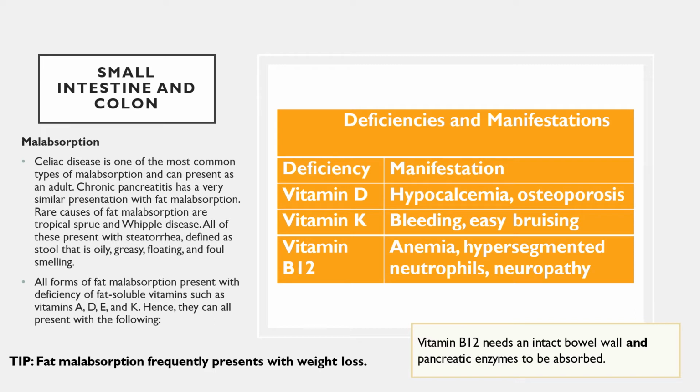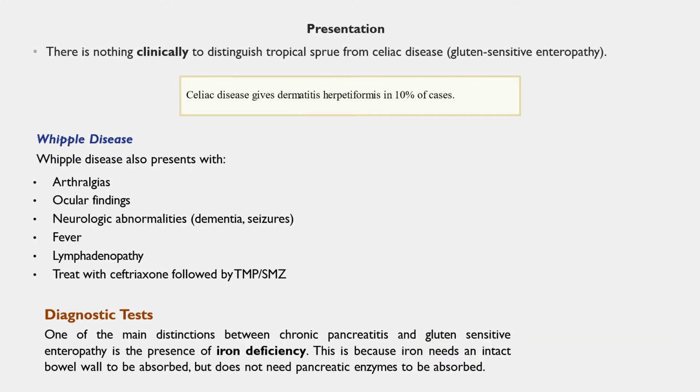Let's go to the next slide. This slide, slide number 3, discusses that clinically we cannot distinguish tropical sprue from celiac disease, which is gluten-sensitive enteropathy. Celiac disease in 10% gives the so-called dermatitis herpetiformis.